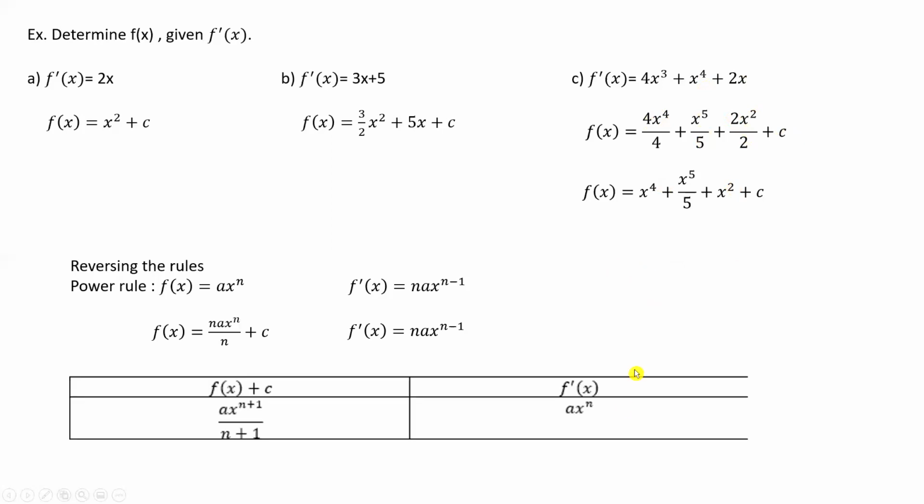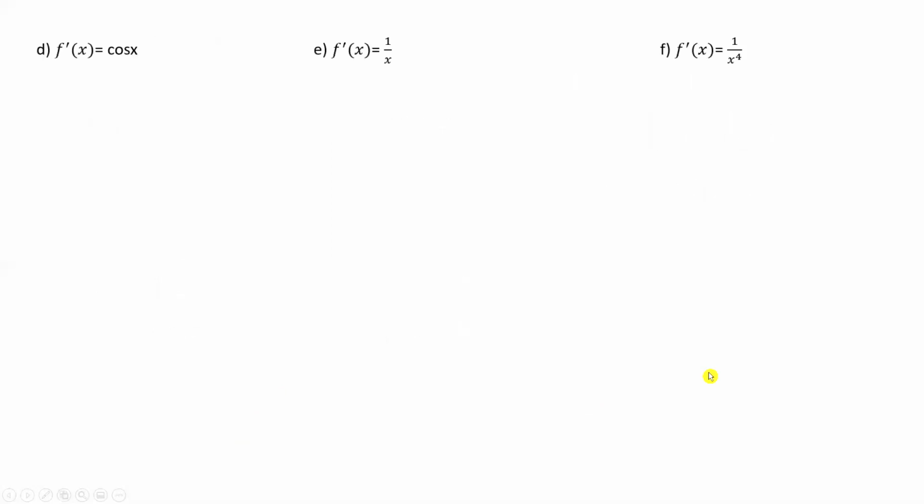So the way you often see this rule, when you have a function in the form number x exponent, the antiderivative is found by raising the exponent by 1, dividing by the new exponent, and then adding c. So this rule is good when you have something in the form number x exponent. What if you don't?